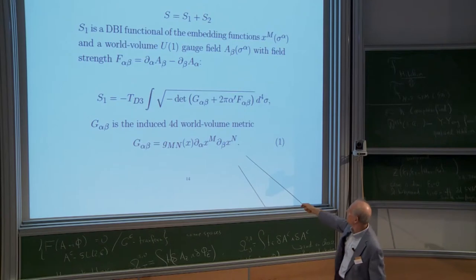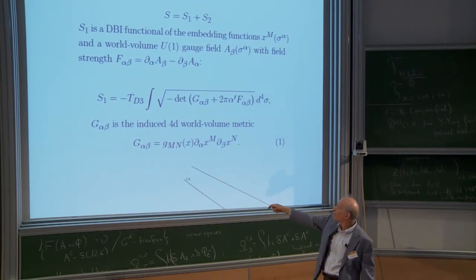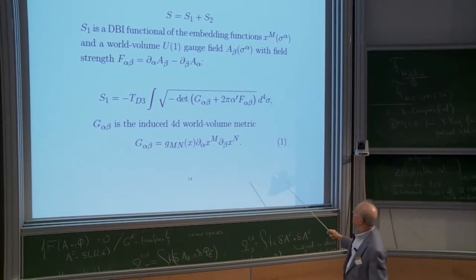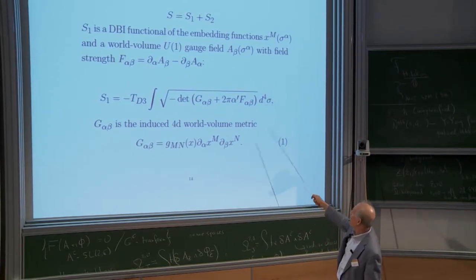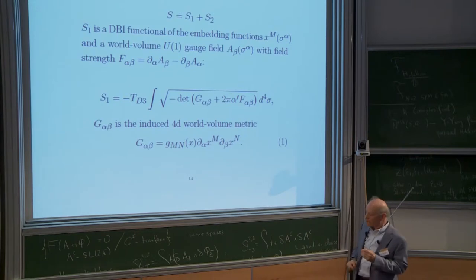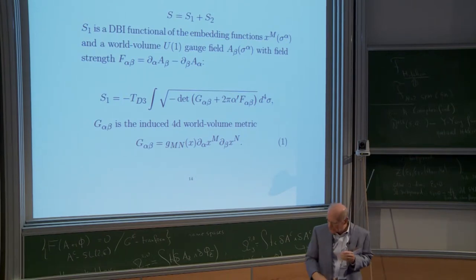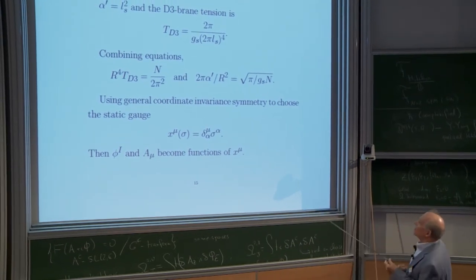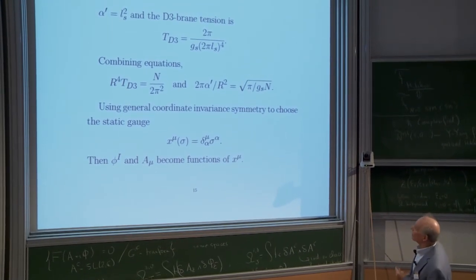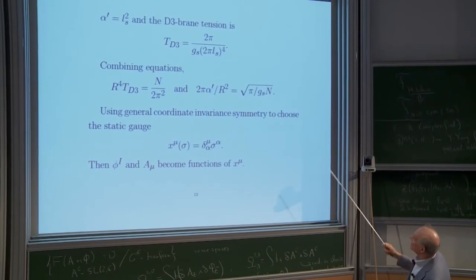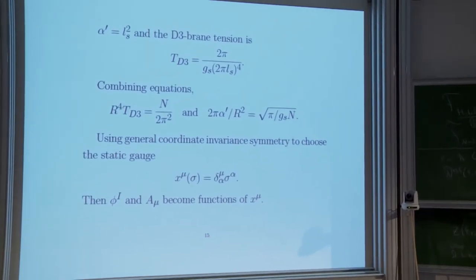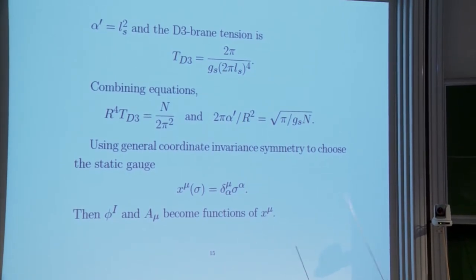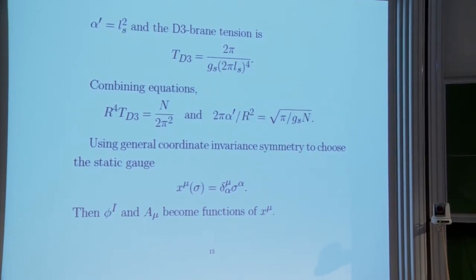G is, again, the pullback of the metric to the world volume. Alpha prime is the so-called Regge slope, which is the square of the string length scale. I wrote that up in the upper corner: alpha prime is related to the string length scale. There's the formula for the tension of a D3 brane, which is standard stuff. It's BPS, so the formula is completely exact and unambiguous.